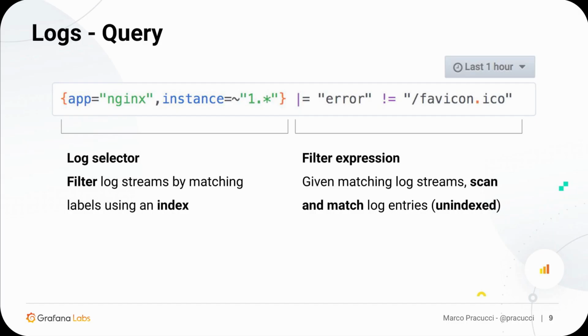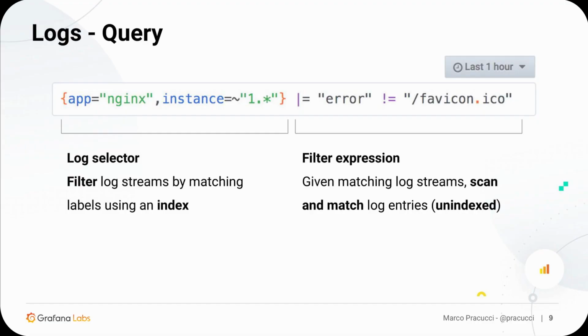Now, the query syntax is pretty similar, at least the first part of it, to Prometheus, because the query syntax is composed of a log selector and a filter expression. The log selector is used to filter the logs by the labels. So given all the log streams we receive on the server side, when you query back your logs, you can filter them by labels. And we use an index to filter the logs by labels.